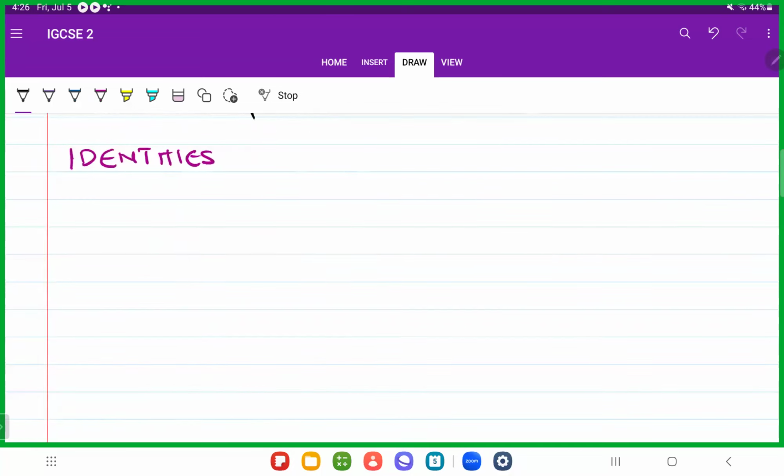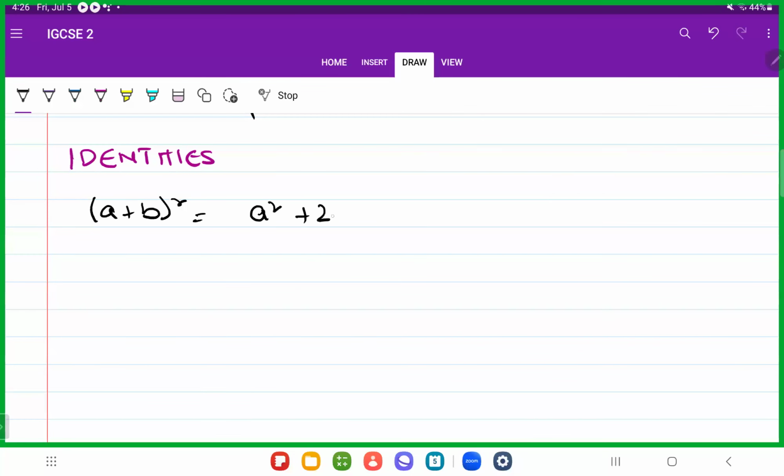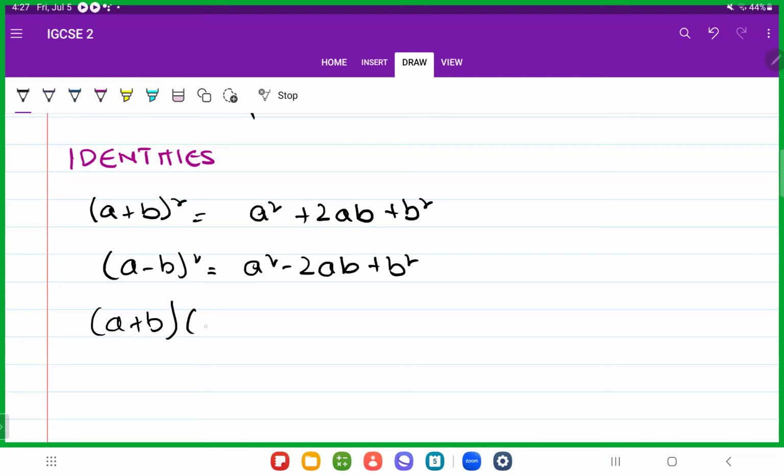So we have, for example, a plus b whole square. Now a and b are variables, it can be anything. How do we open this up? We write a square plus 2ab plus b square. If we have a minus b whole square, we open up with a square minus 2ab plus b square. If we have a square minus b square, we will open up with a plus b and a minus b.